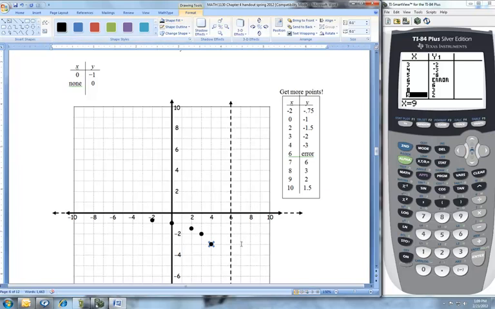Let me see if I put the 5, -6. Yes, I did. I forgot to put it on here though. So I would ease that in there, 5, -6. Let's see, 7, 6. There's my point. 8, 3. 9, 2. And 10, 1.5.